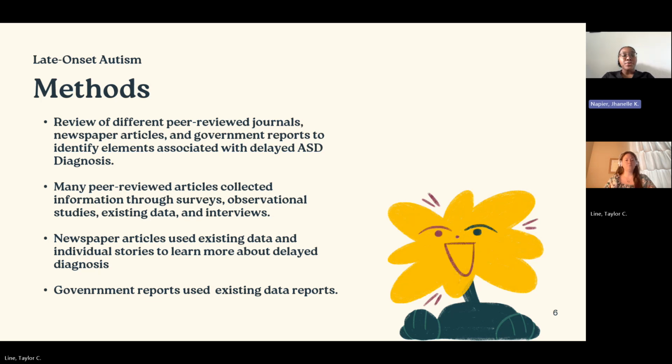So the peer-reviewed journals that we looked at collected information through surveys, observational studies, existing data, and individual interviews and focus groups. The newspaper articles that we used for this project dived into individual stories and learned about delayed diagnosis through existing data. And then lastly, we also used government reports, which just use existing data from previous studies and peer-reviewed journals. Next slide.